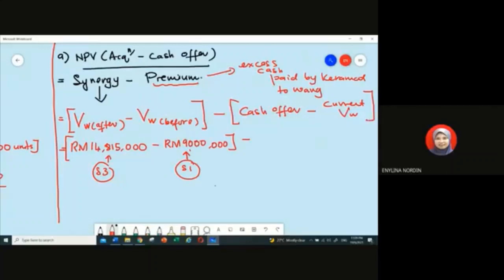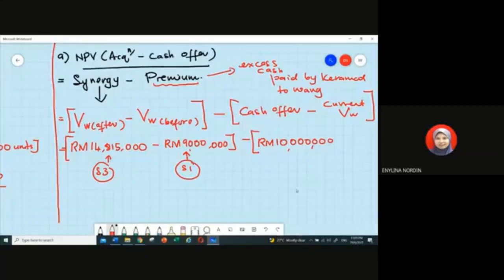It's the same formula. So we just want to recall it and apply it again. How much was the cash offer just now? That is 40 ringgit for every share in Wangsa. Since the number of shares outstanding in Wangsa is 250,000 units, you multiply by 40 ringgit. That means the cash offer is 10 million ringgit. So this is what Keramat is going to pay to Wangsa.